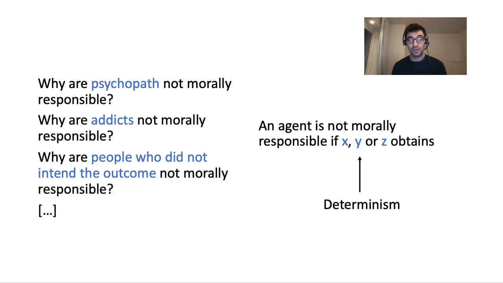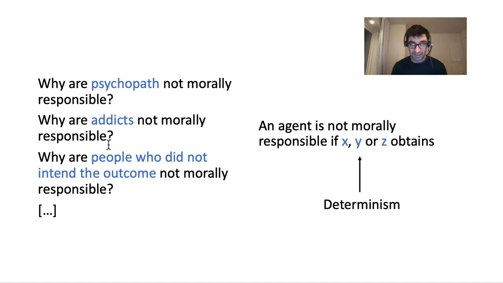So here's another way of illustrating Franklin's argumentative strategy that I think is even clearer. So first, we look at circumstances where it is uncontroversial that an agent is not morally responsible for doing something wrong, and then we ask precisely why in each of these circumstances the agent is not morally responsible. So we will end up asking questions such as the following. Why are psychopaths not morally responsible? Or why are addicts not morally responsible? Or why are people who did not intend the bad outcome not morally responsible?